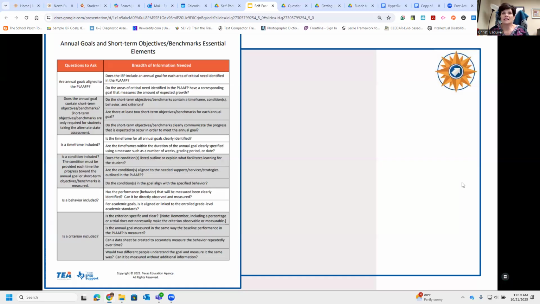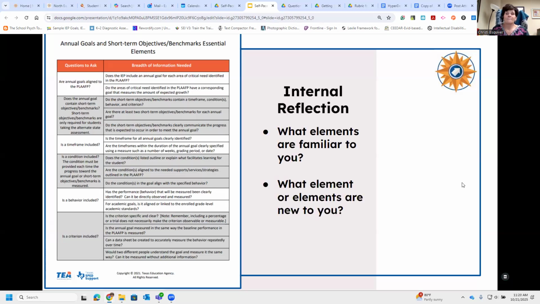The first one is, is a time frame included? The second is, is the condition included? The condition must be provided each time the progress towards the annual goal or short-term objective or benchmark is measured. We also need to know, is there a behavior included and is there a criterion included? When internalizing this information, ask yourself, what elements are familiar to you? What elements are new to you?